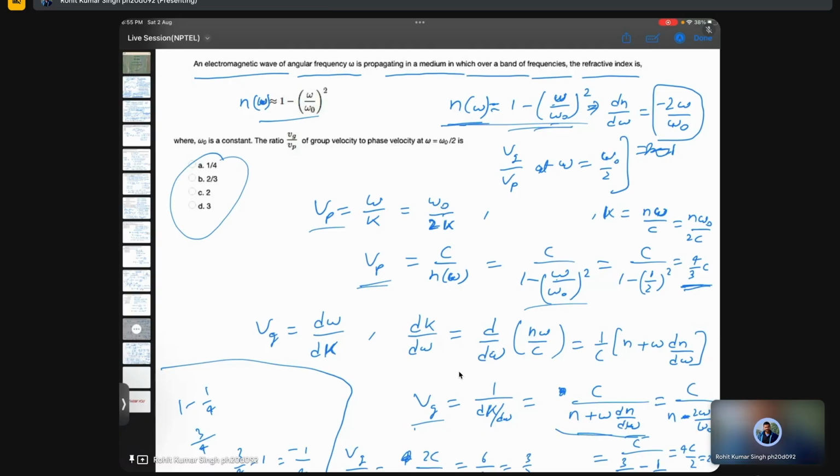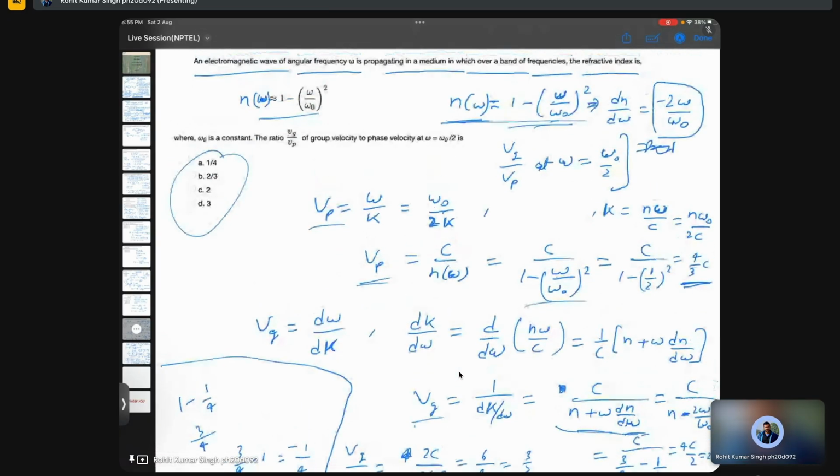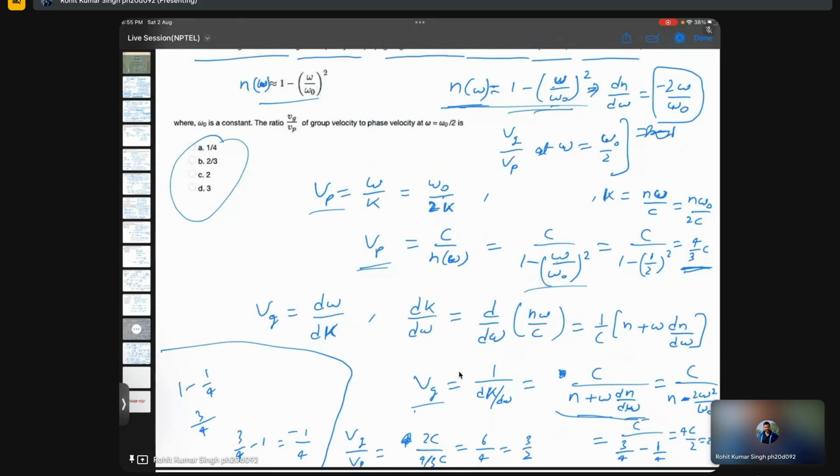Okay, I can try it again later. I mean, it's a simple thing, right? You can try it, and I think you will get the right answer. Sir, this means where n is a function of omega, 1 minus omega by omega naught squared, differentiated it. So omega naught square will be there, no? Yeah, omega naught square will be there. But that still is not solvable, because from here omega naught square cancels.